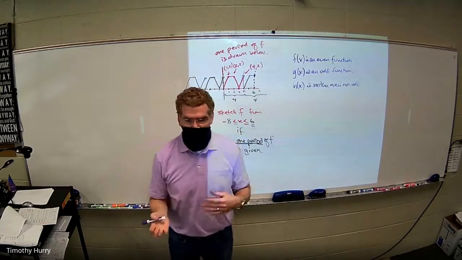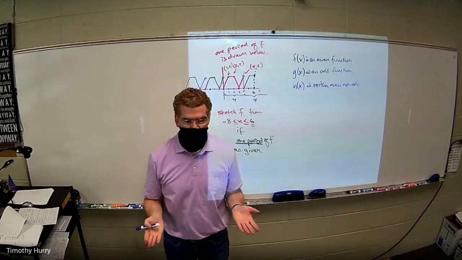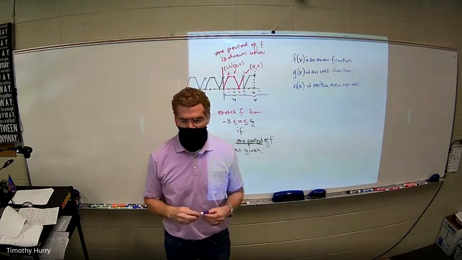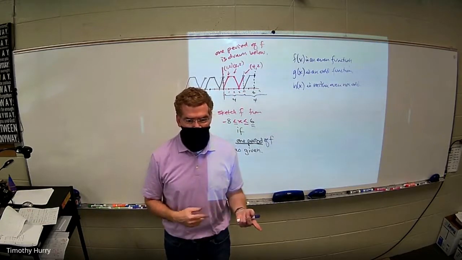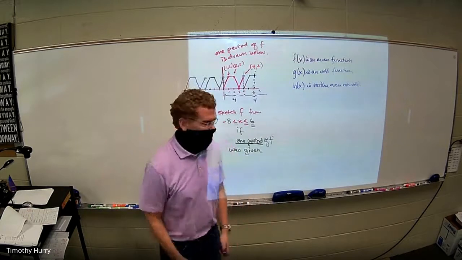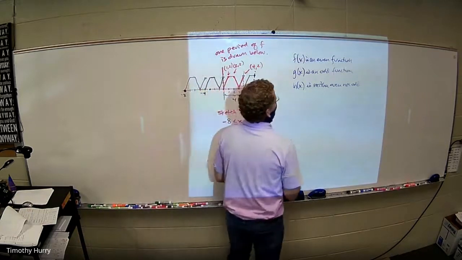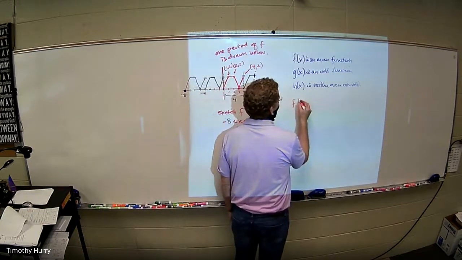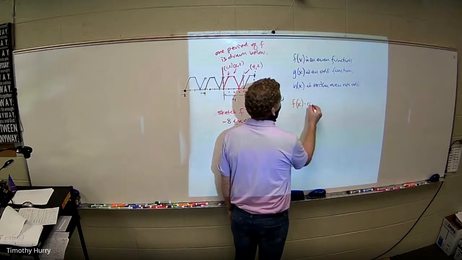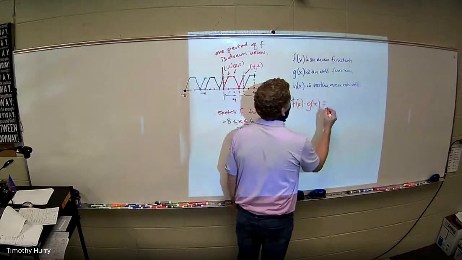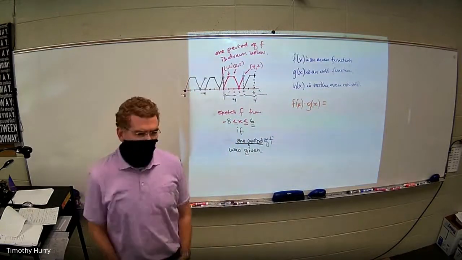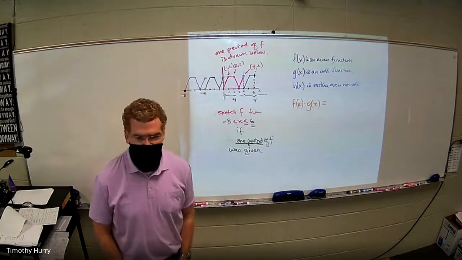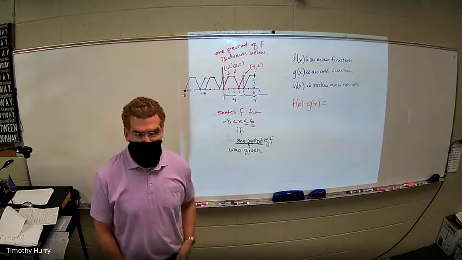Now, do you remember what an even function means? Opposite x's have the same y. Same y, right? Odds, opposite x's have opposite y. Well, what happens if I take an even function like f and I multiply it by an odd function like g? And then I ask you, what is the result of an even times an odd? And that becomes a little tricky.